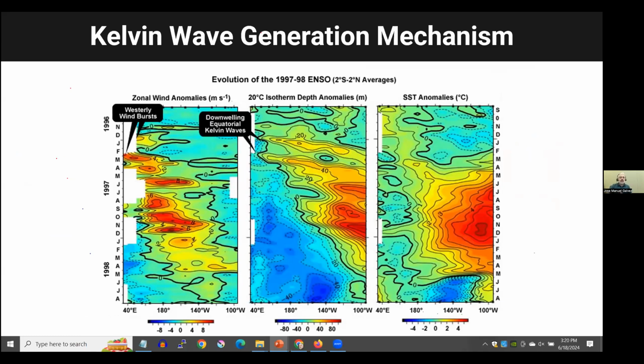So on the left side, and this comes to El Nino triggering, this is the 1997-98 El Nino, which was one of the very big ones. On the panel on the left, you can see the westerly wind bursts. In the middle is something called the 20C isotherm. So basically, how deep is the warm water? And then on the right, you have the SST anomalies, or the anomalies of the surface temperatures.